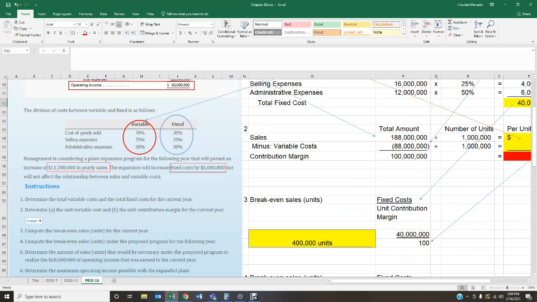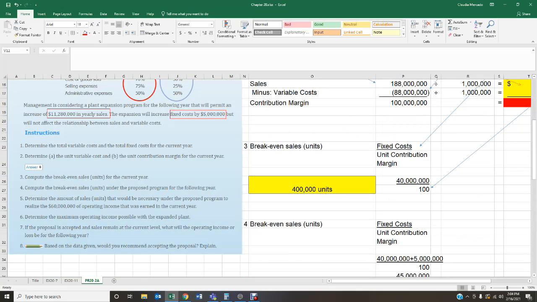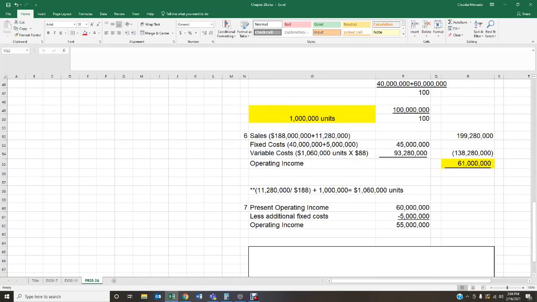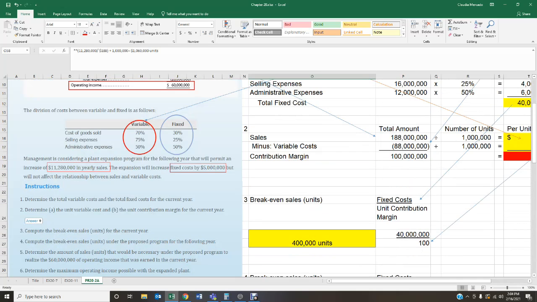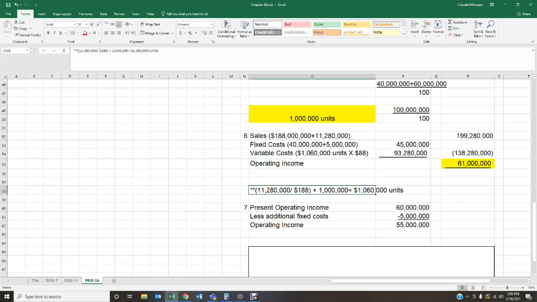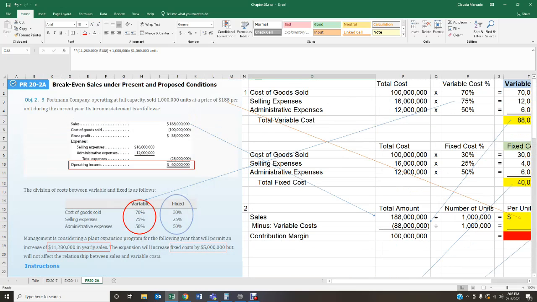Now for requirement 6, determine the maximum operating income possible with the expanded plant option. First I'm going to look at my sales. My old sales were 188 million. Based on the expansion, I'm going to have an additional 11,280,000 in sales. That's going to give me 199,280. My fixed costs were the 40 million plus the 5 million additional. That's 45 million. For this one, we had to calculate our variable cost, and that 11,280,000 is the increase in yearly sales. So my yearly sales increase divided by the 188 is the unit sales price.